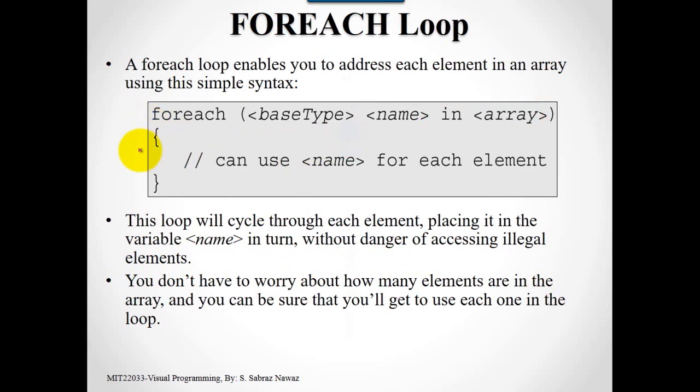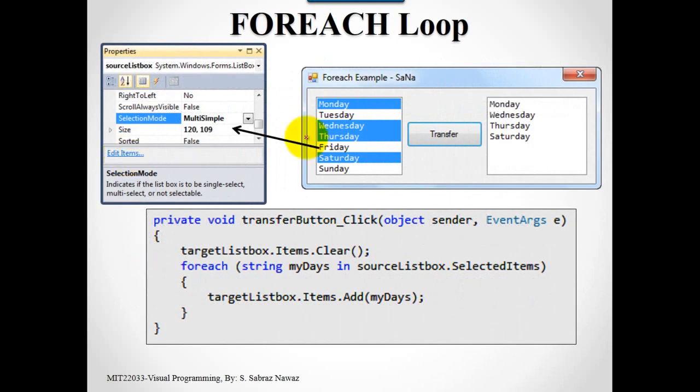Here we can see an example. We have added a list box here, that is the source list box, and this is a target list box. Here we are setting the list box's selection mode to multi simple, so that more than one item can be selected at a time. For each selection it is added to the array. The array is called selected items, not the letter S.